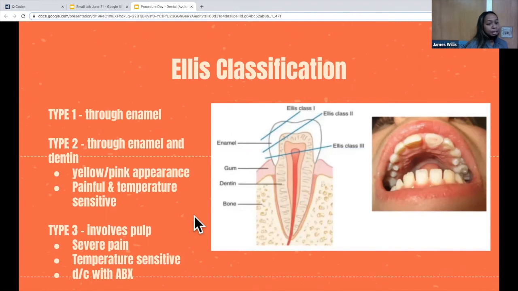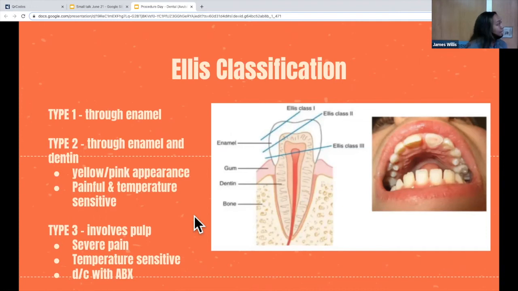A type 2 Ellis dental fracture is a fracture through the enamel and the dentin. This will have a yellow-pinkish appearance. The dentin is visible as a softer, golden yellow middle layer. This can be exquisitely sensitive to temperature, and is at risk of pulpal contamination. If you have greater than 2 millimeters of dentin, then this may be protective against pulpal necrosis. Early intervention is required to prevent contamination of the pulp if you have dentin involved.